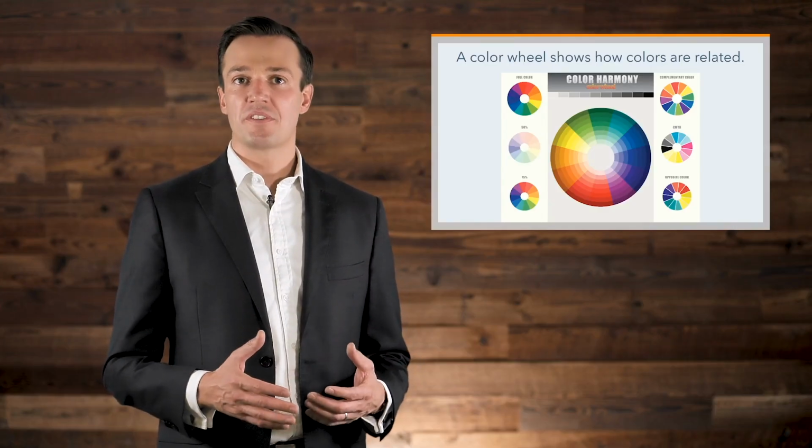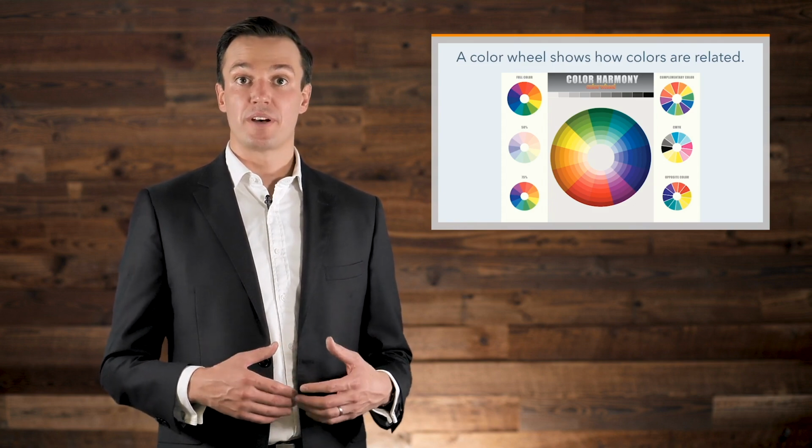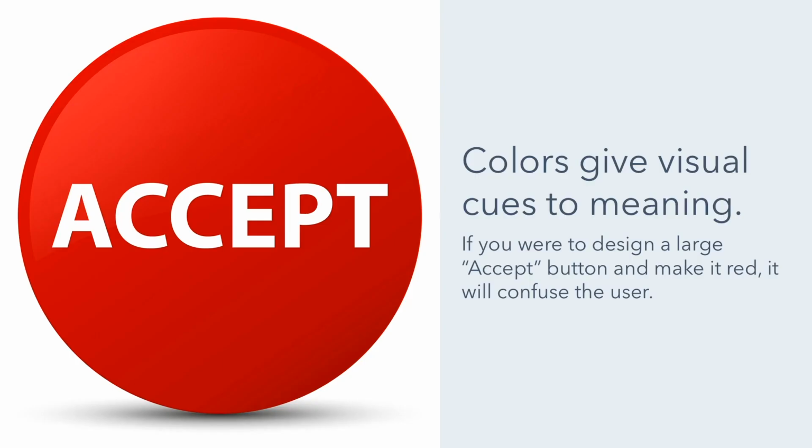So, what happens if we don't have good contrast? Users will have a poor experience and can misunderstand meaning. Colors also give visual cues to meaning. For example, a green button usually indicates an affirmative action, like OK or accept. But if you were to design a large accept button and make it red, it could really confuse the user. And in some cases, the results could be disastrous.